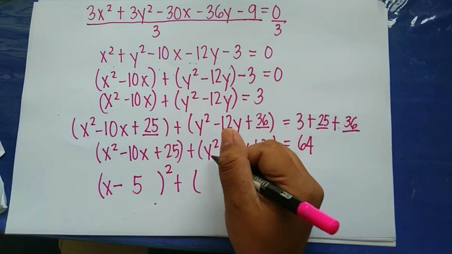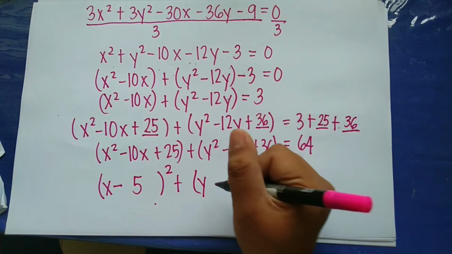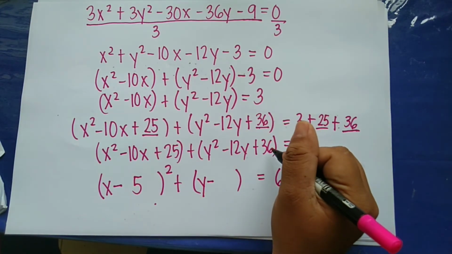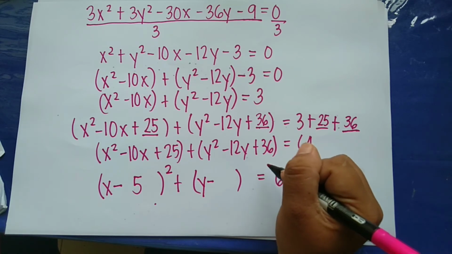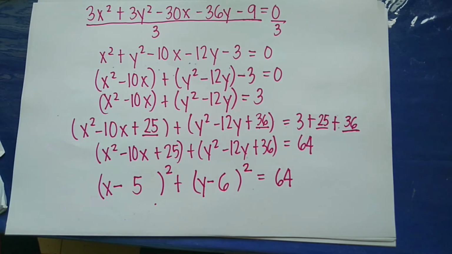Square root of y squared is equal to y. Copy the sign of the second term. Then get the square root of the last term. Square root of 36 is equal to 6. And we will write the exponent 2. Then copy the constant term.